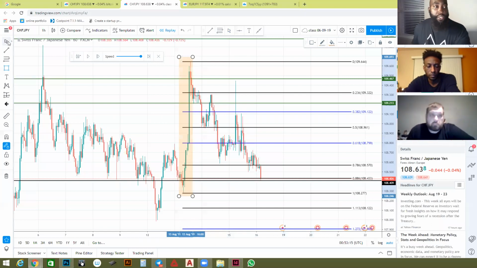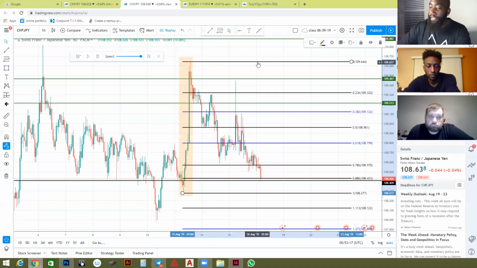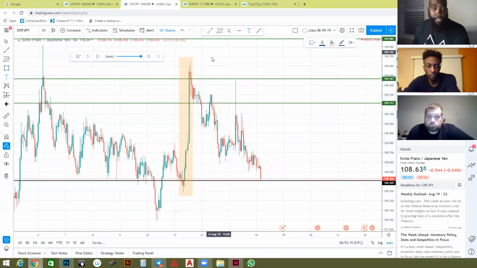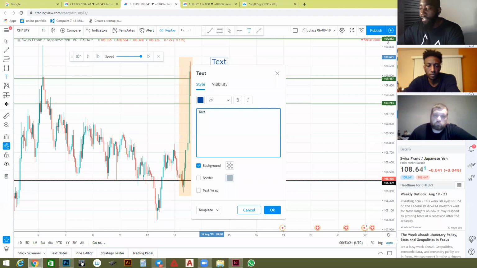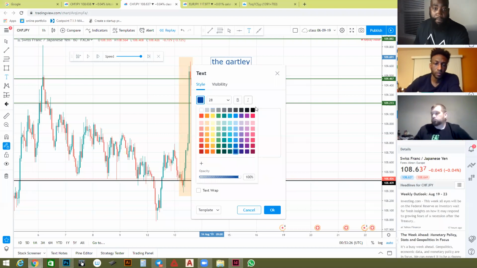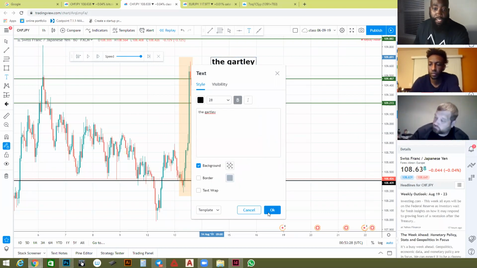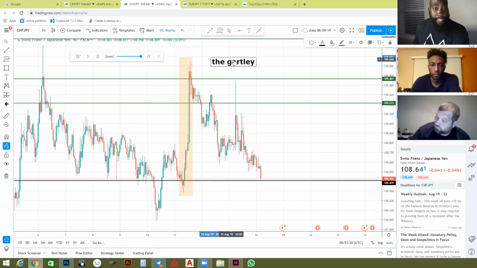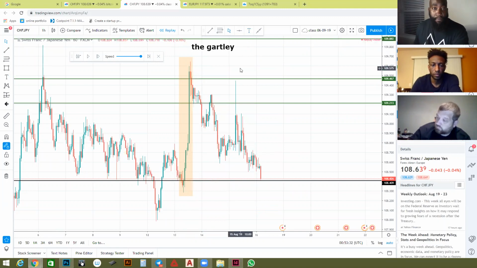So I'm going to erase this first fib. Matter of fact, I'm gonna type one here too. This is gonna be the Gartley. And I'm gonna make this black and bold. This is the Gartley. Now I'm gonna give you guys the actual parameters for it.